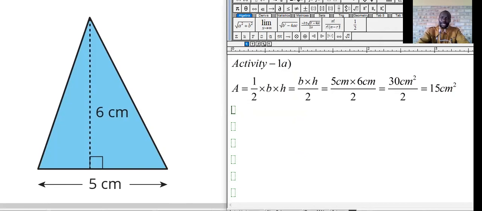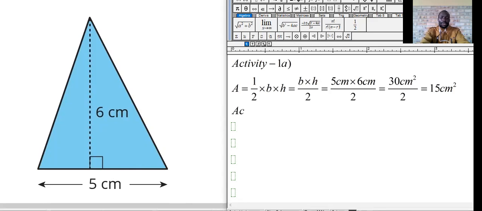So for the first activity, that's what we have, okay? We have 15 centimeters squared. The formula is half base times height, or very much base times height divided by 2. So where there is b, you write the base, you substitute b, which is 5 for this question. And where there is h, we write 6 for this question, where we get 5 by 6 to give us 30. So this centimeter multiplying itself gives centimeter squared, and so we divide by 2 to get what? The final value, which is 15 centimeters squared.